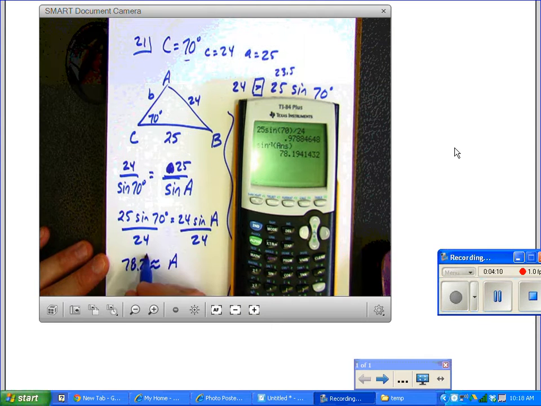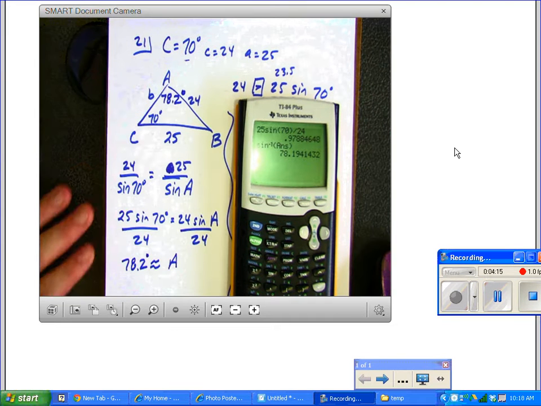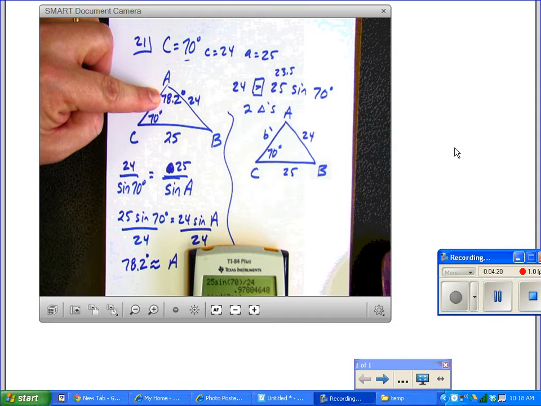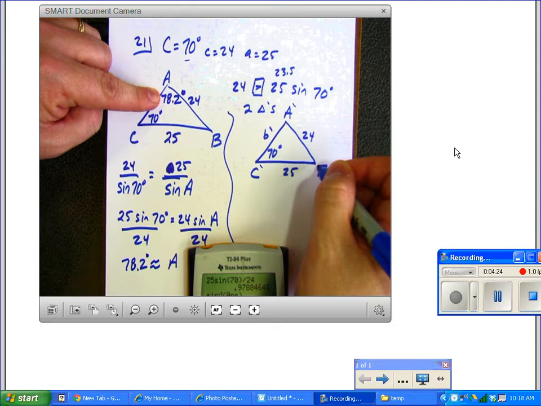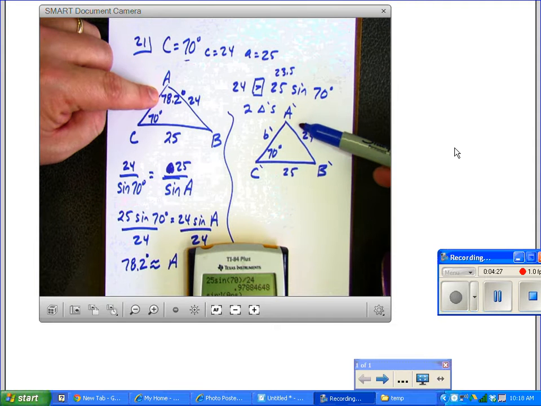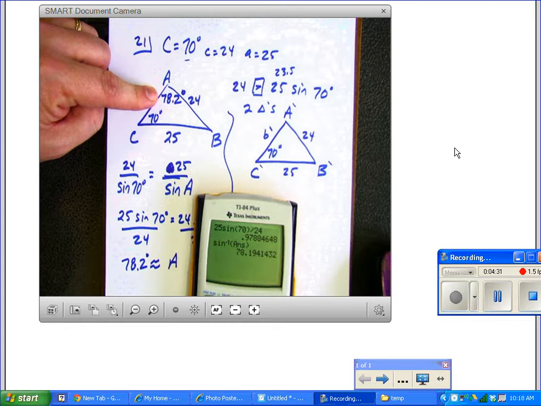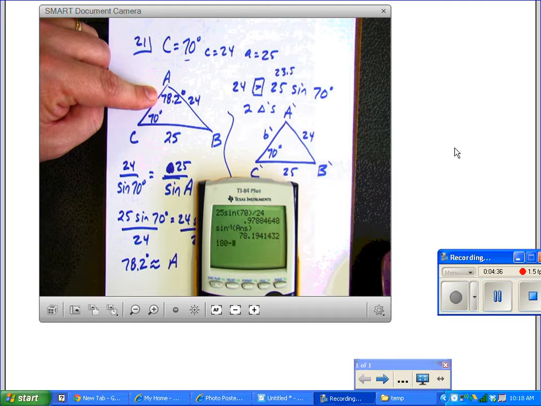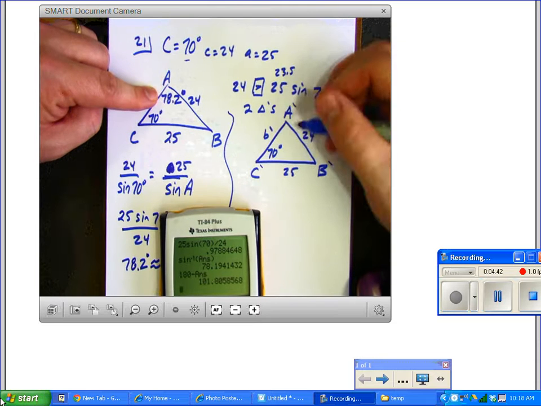Now immediately, when you have the two-triangle case, you find an angle, and you subtract it from 180, and it tells you what A prime is over here. So 180 minus the answer there. Angle A prime is going to be 101.8 degrees.